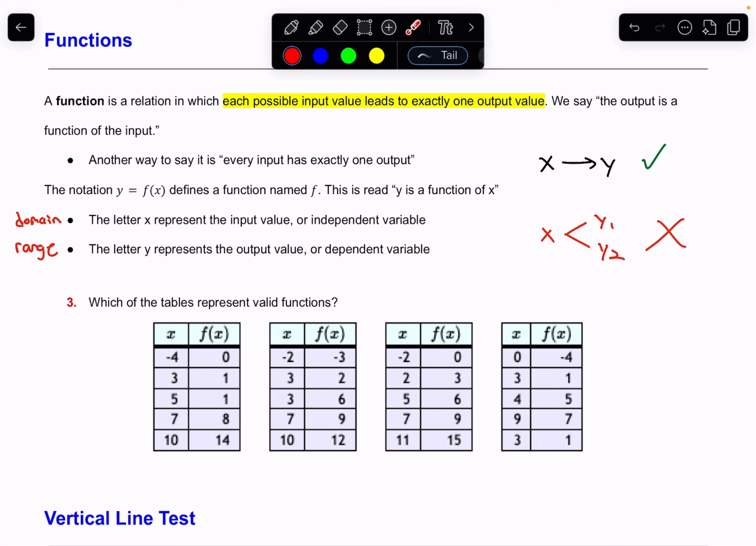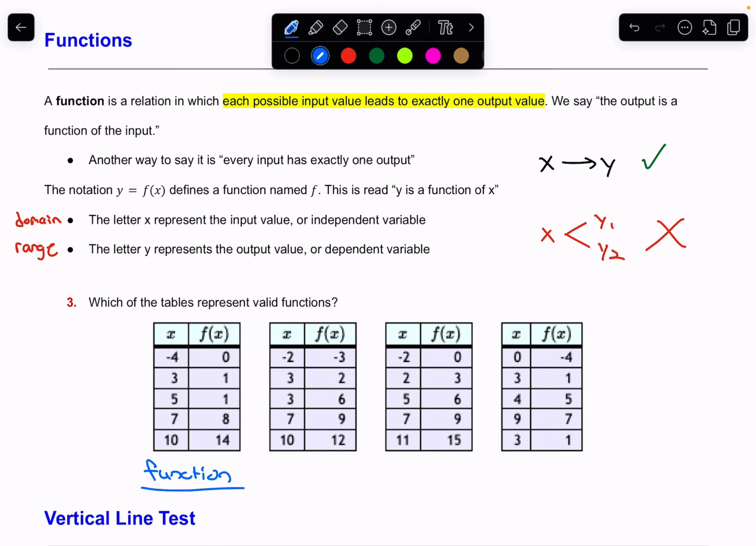In the first table, -4 goes to 0. All good. 3 goes to 1. Still good. 5 goes to 1. Still good. 7 goes to 8. Still good. And 10 goes to 14. There was nothing that breaks the rule there, so this is a function.